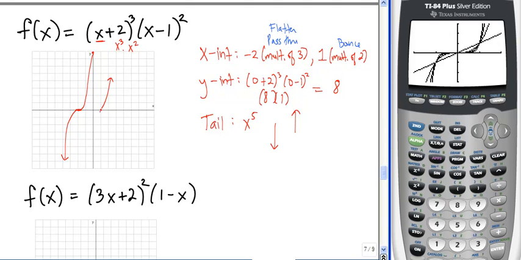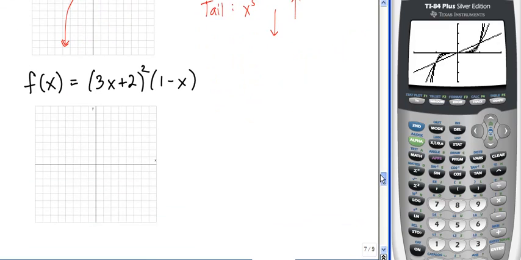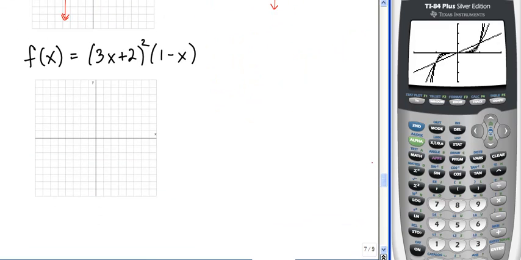And then remember, at +1, this was an even multiplicity, so we do want to bounce off here. So this is going to just bounce off like that. So this graph would have to come down, hit at 1, and then immediately bounce back up and shoot up from there. So there's my graph. Okay, let's try another one. These take a little bit of practice.